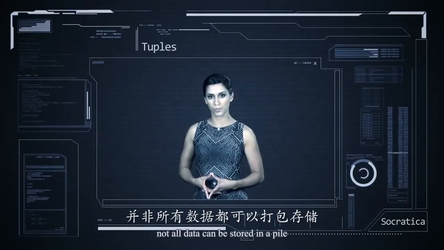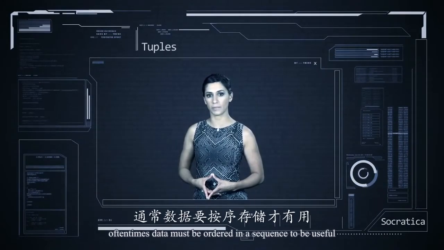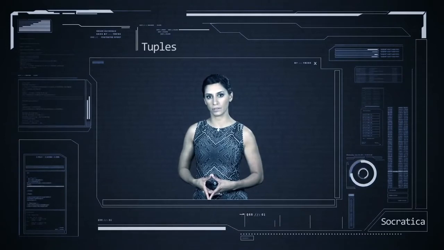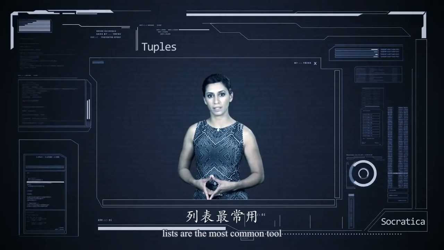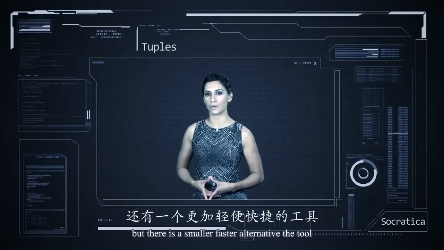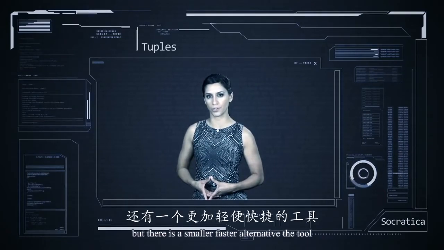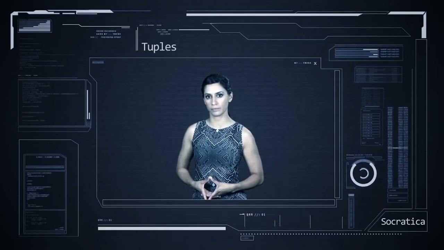Not all data can be stored in a pile. Oftentimes, data must be ordered in a sequence to be useful. Python offers several ways to store and work with ordered data. Lists are the most common tool, but there is a smaller, faster alternative: the tuple.